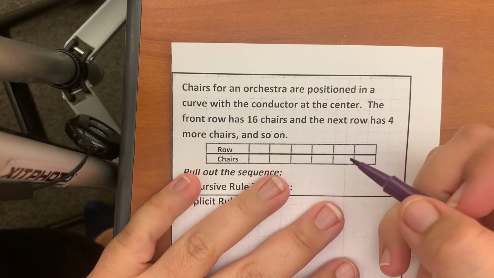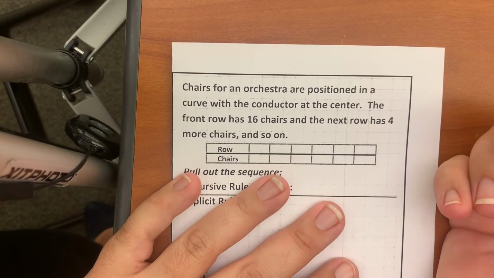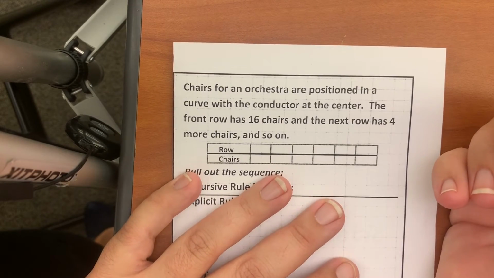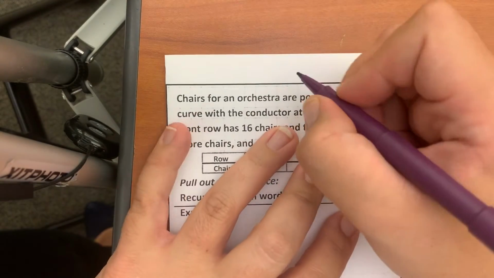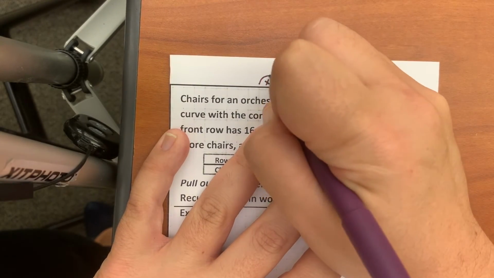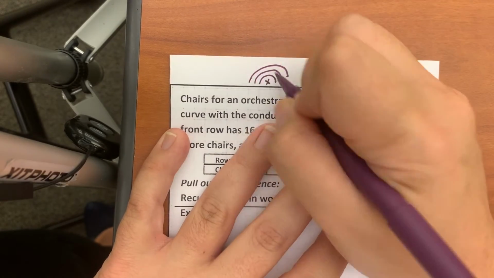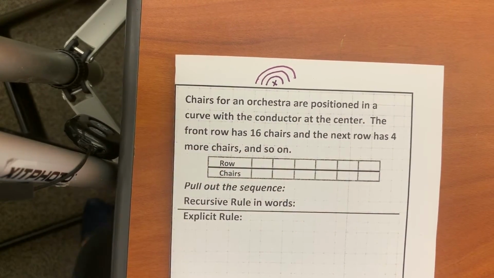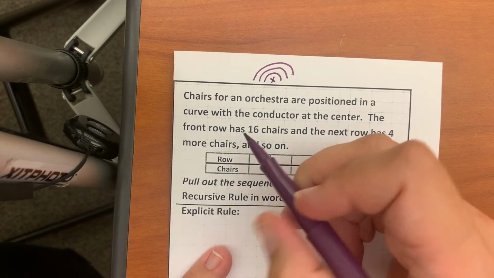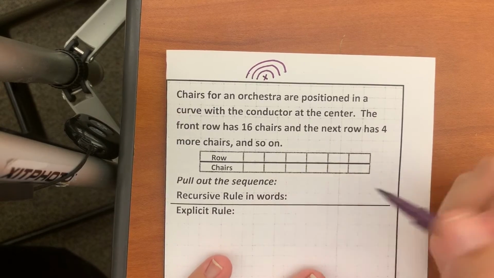It says, chairs for an orchestra are positioned in a curve with a conductor at the center. The front row has 16 chairs, and the next row has 4 chairs more, and so on. So if you're thinking about a band, if the conductor is standing here, you have a row of people here, and then the next row goes like this, and the next row goes like this. So each row is getting more and more chairs in it. So the number of chairs in each row can be shown as a sequence.